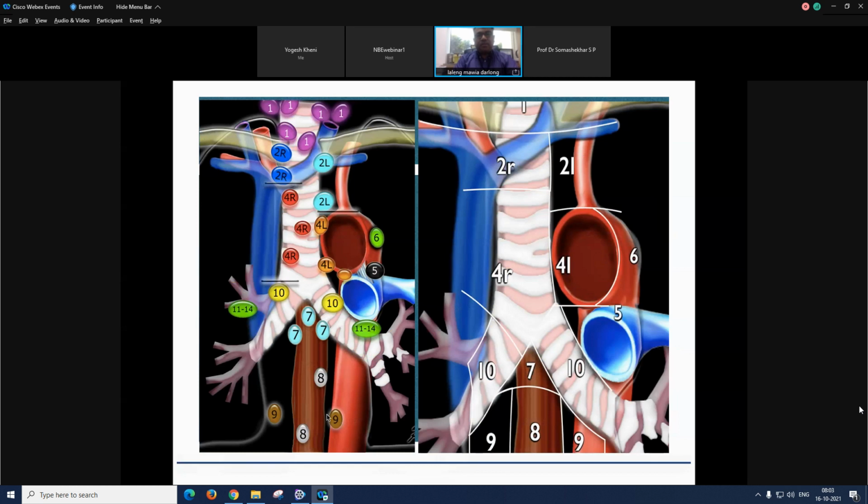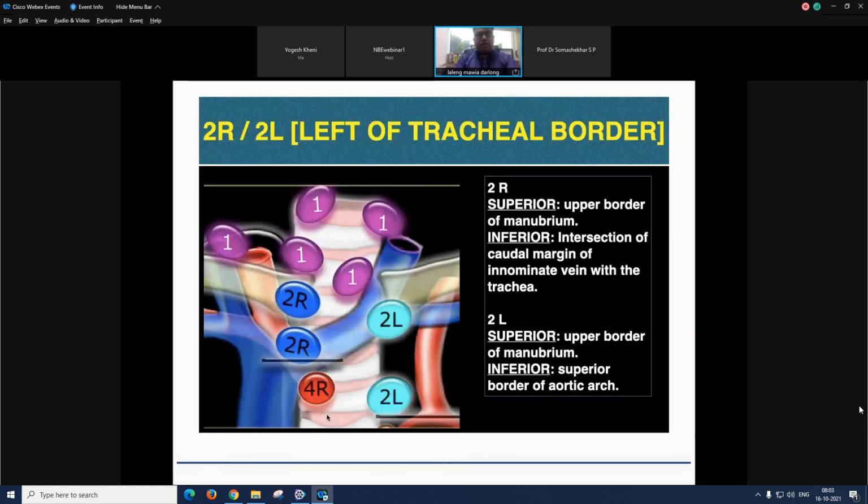This is again the image. You can see the borderline is on the left side of the trachea. It is not in the center. These are the 2R and 2L. If you see, 1 is basically supraclavicular, then 2R and 2L. For 2R, the superior border is the upper border of the manubrium. Inferiorly, it is the intersection of the caudal margin of the innominate vein with the trachea. And 2L again, the superior border is formed by the upper border of the manubrium. Inferiorly, it is formed by the superior border of the aortic arch.